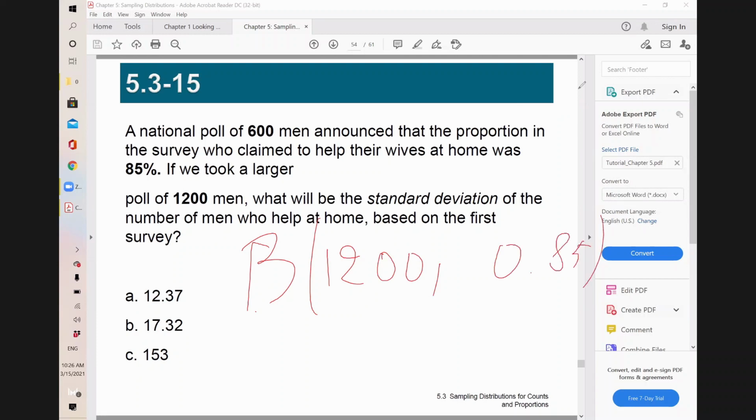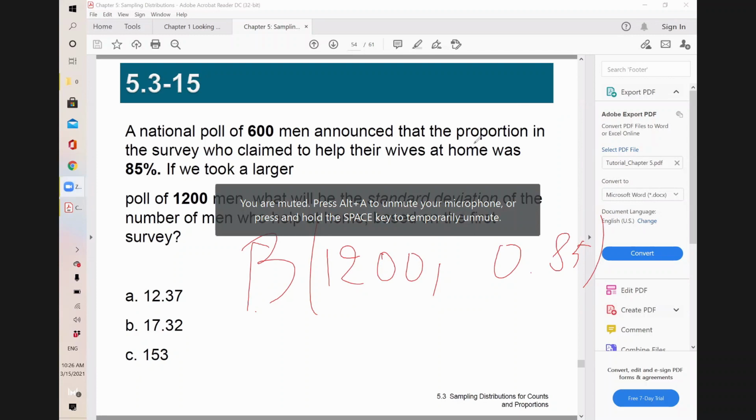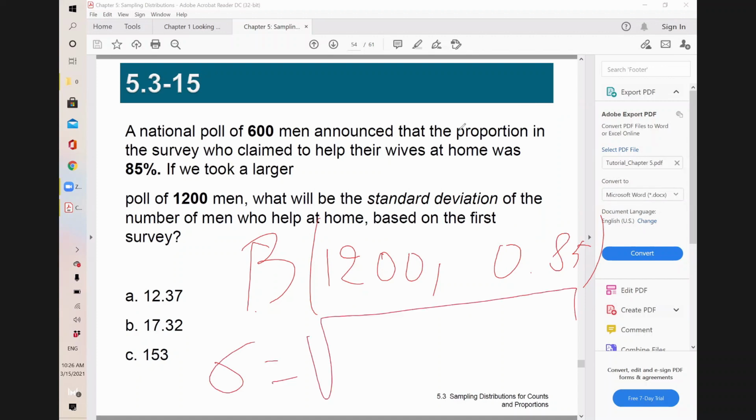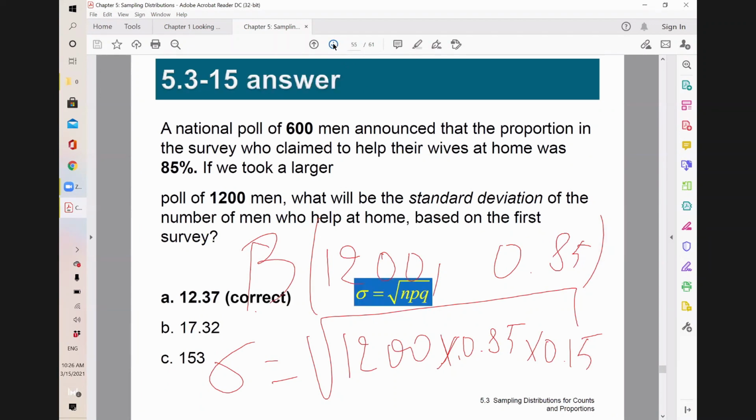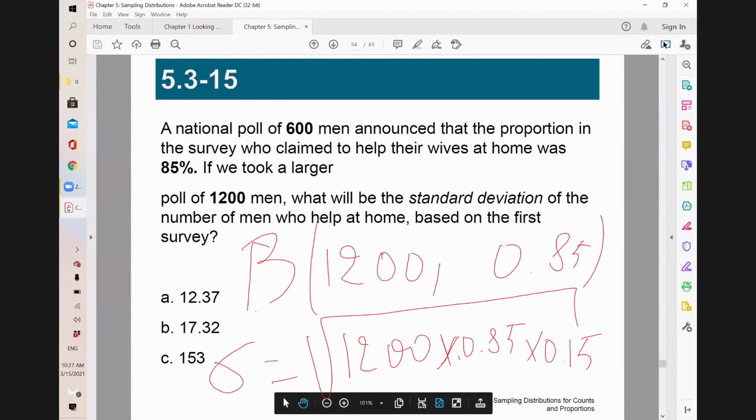Then thanks to this, we can evaluate sigma. Sigma is given by root N. What is N? 1,200 times 0.85, which is P, times 0.15, which is 1 minus P, because once P is equal to 0.85, 1 minus P is equal to 0.15. Obviously, we have to evaluate this thanks to your calculator. Maybe the correct answer, as we observe, is A.